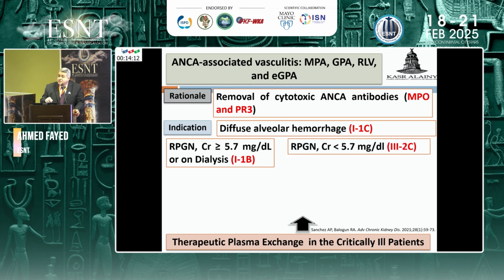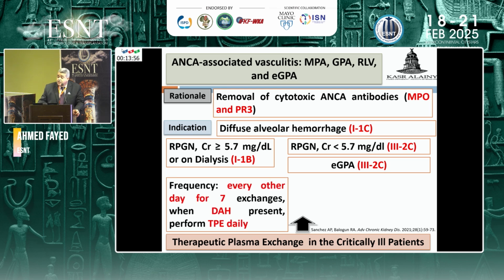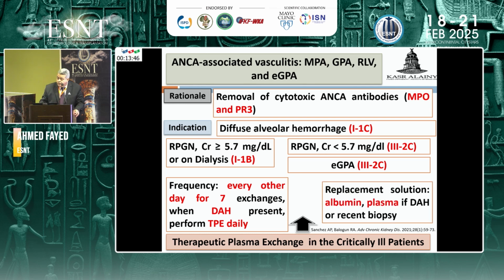And in RPGN with creatinine less than 5.4, it reaches category 3. It is differentiating because the prognosis depends upon the case that you see. In eosinophilic granulomatosis with polyangiitis, you are seeing category 3. As for the frequency, we do it every other day for about 7 sessions of exchange. But in the presence of diffuse alveolar hemorrhage, we do it daily. And the replacement solution preferred is albumin, and plasma is preferred to correct the coagulation defect and in the presence of alveolar hemorrhage.